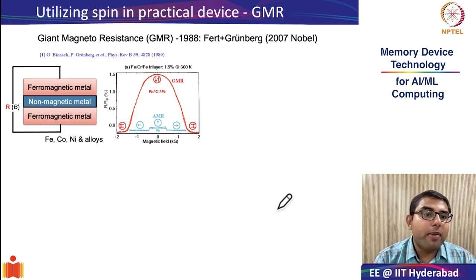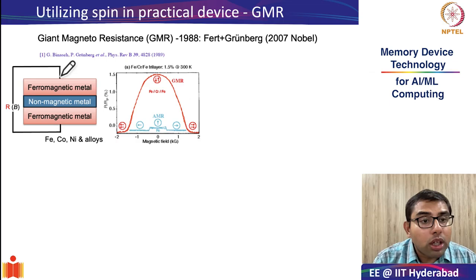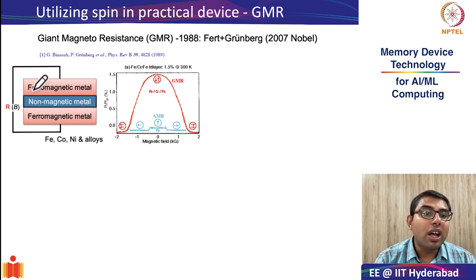To understand the GMR effect, first we have to understand the device stack in which they noticed the giant magnetoresistance. So the device stack consists of a non-magnetic metal sandwiched between two ferromagnetic metals. So what is a ferromagnetic metal?